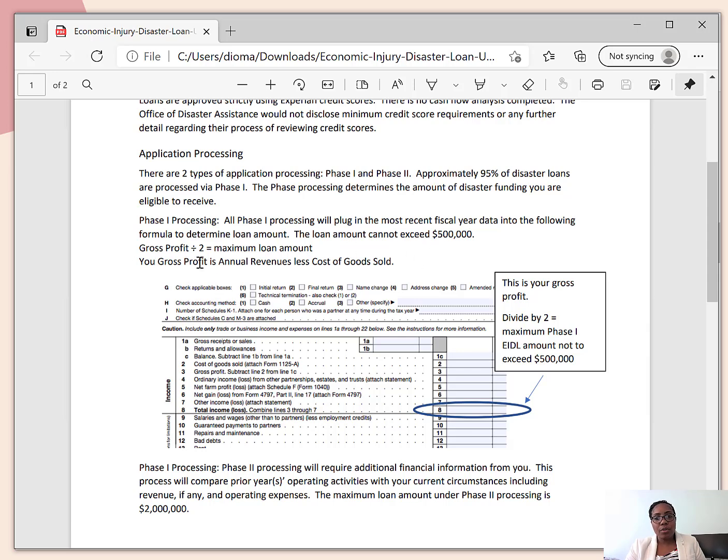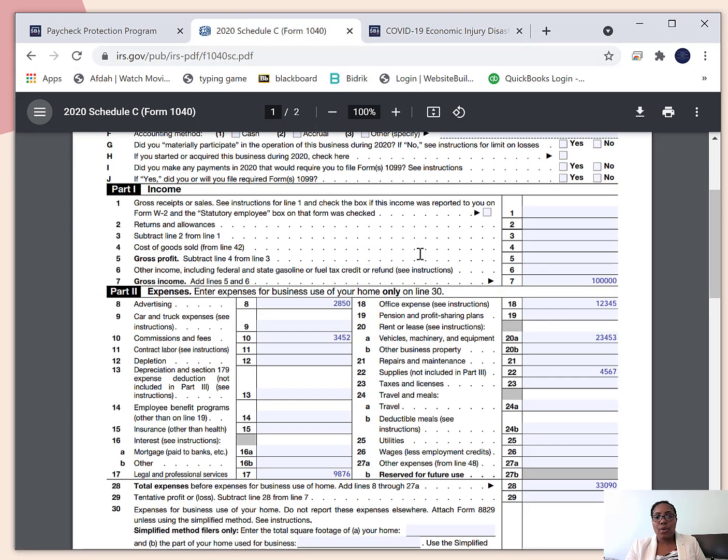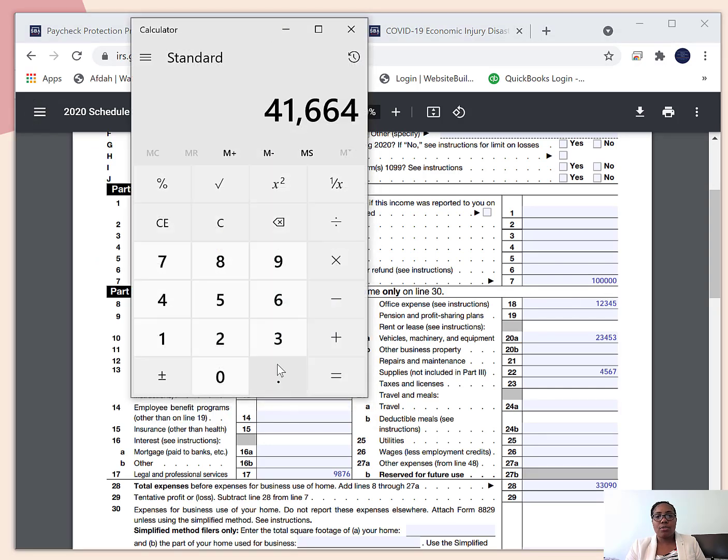And basically, this is the calculation for your EIDL loan. It is going to be your gross profit divided by 2. What that means is if we go back to our Schedule C, line 7, that $100,000 we use for PPP, let's just keep that in mind. So we're actually going to have to take that $100,000 for EIDL, okay? And we're going to divide that number by 2, and we get $50,000.